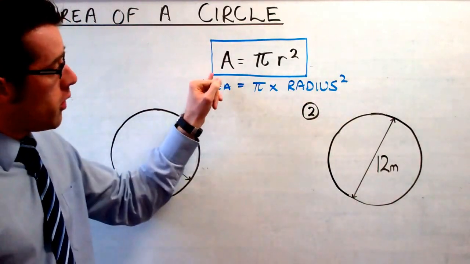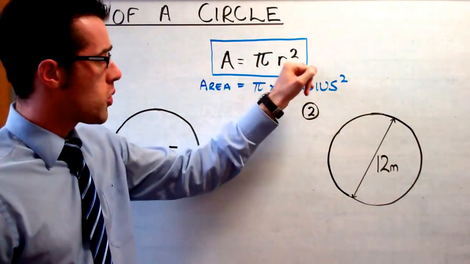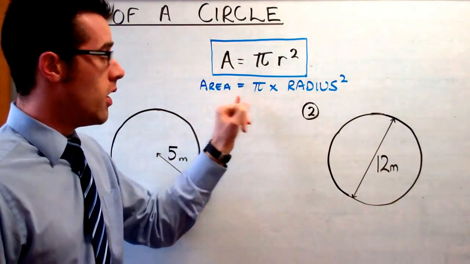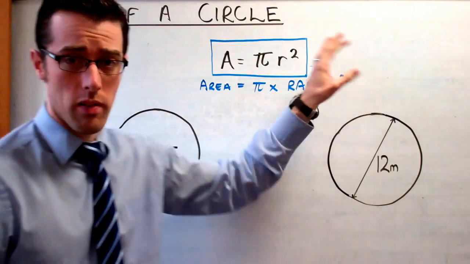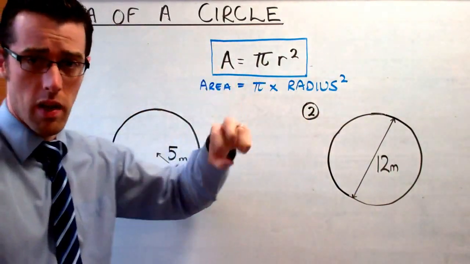Alright, so the formula is A equals pi r squared, which stands for area, for A obviously, equals pi times the radius squared. Now remember, squared means times itself, so you do the radius times the radius again.